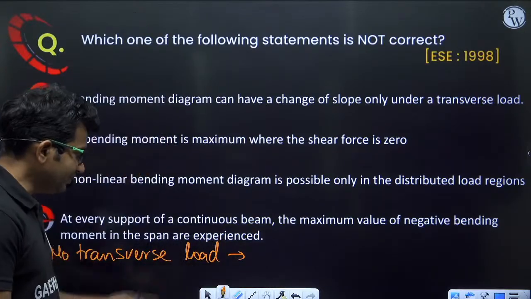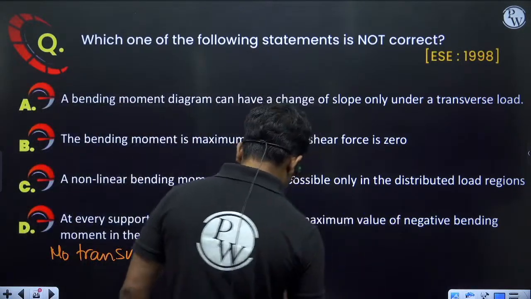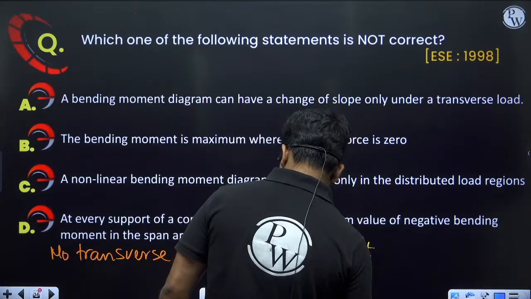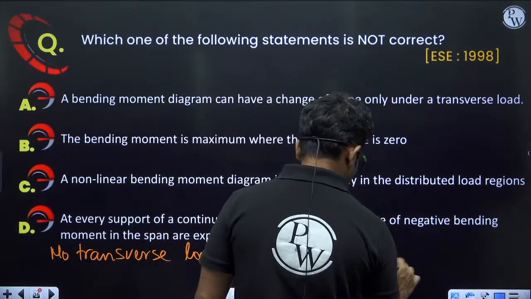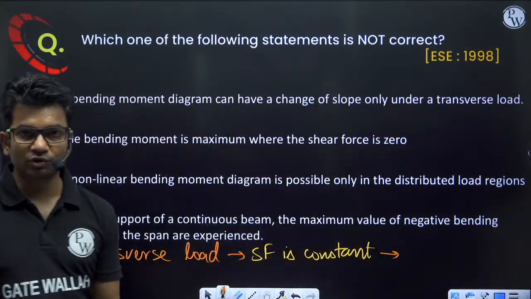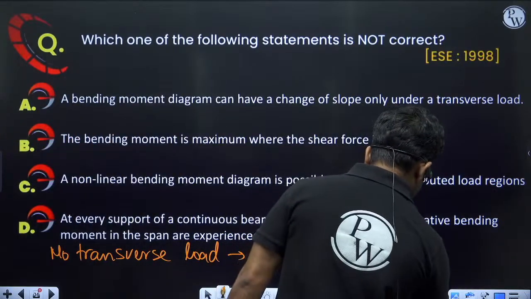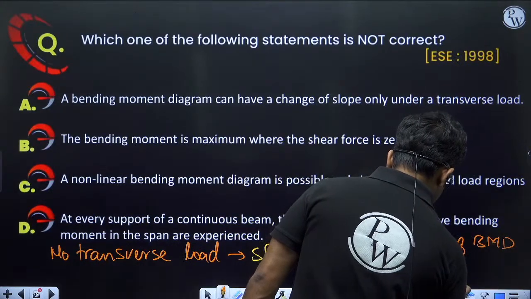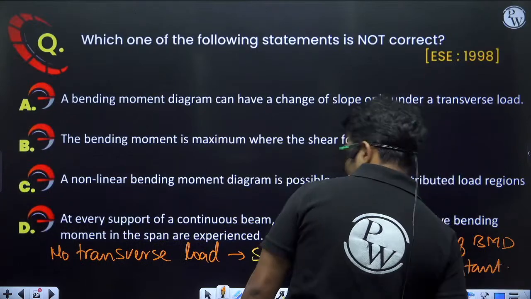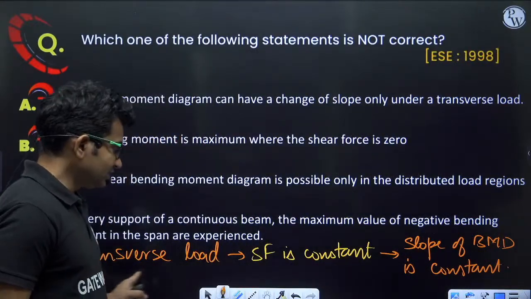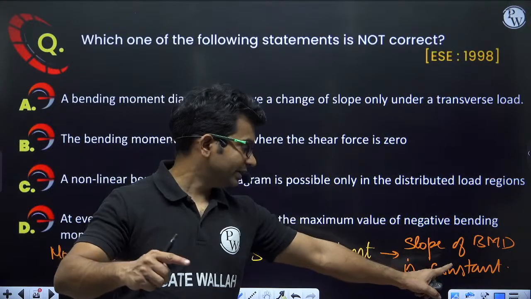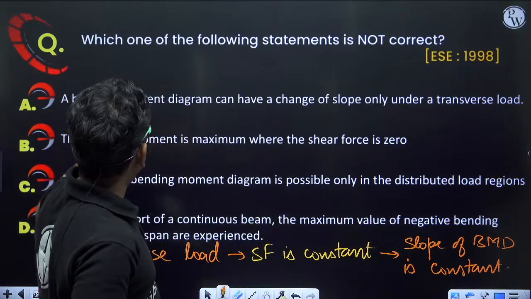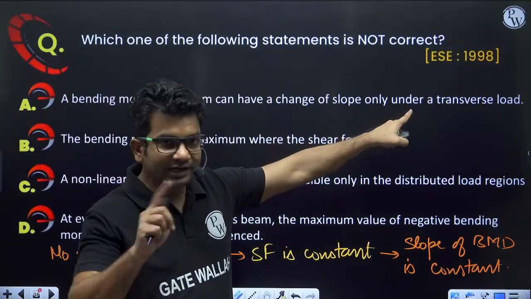No change in shear force. That means shear force is constant. And when shear force is constant, that means the slope of the bending moment diagram is constant. That means when there is no transverse load, shear force is constant and the slope of the bending moment diagram is constant.